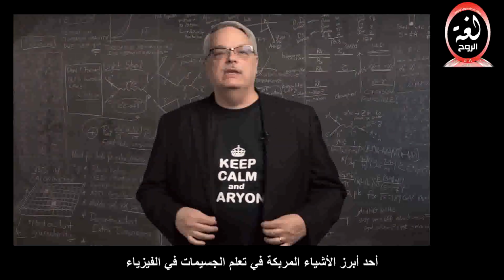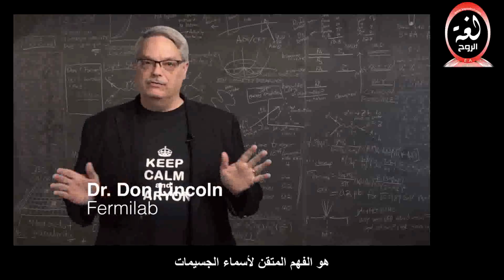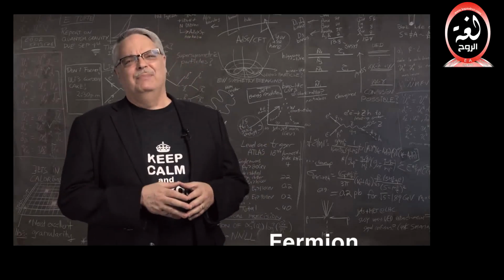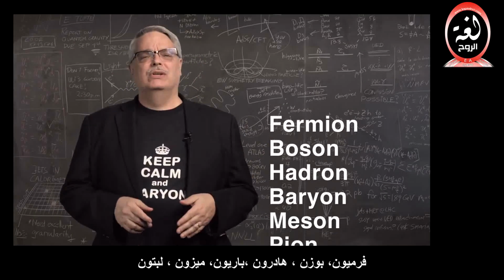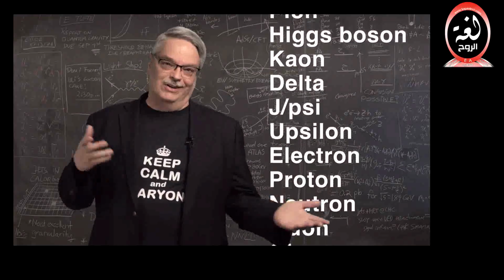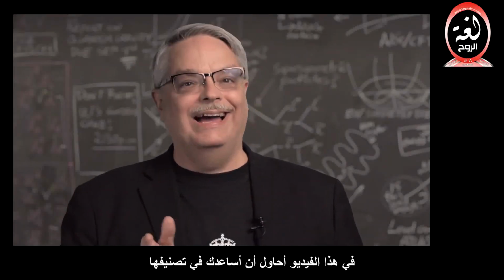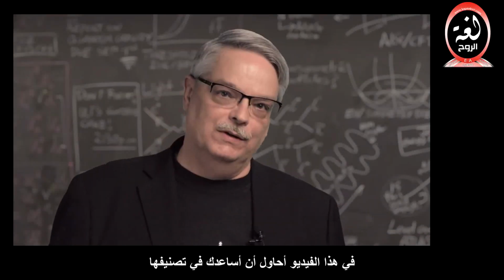One of the most confusing things about learning basic particle physics is mastering all of the particle names. I mean, you have fermions, bosons, baryons, mesons, leptons, and on and on and on. It's really quite bewildering. So in this video, I thought I'd try to help you sort it all out.